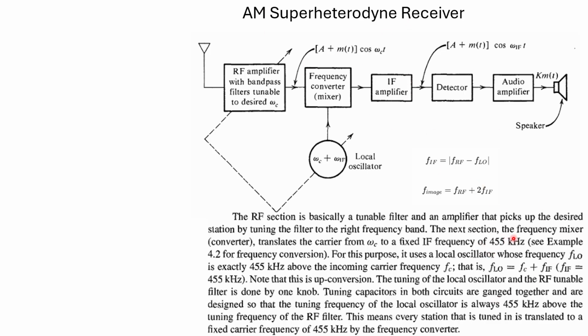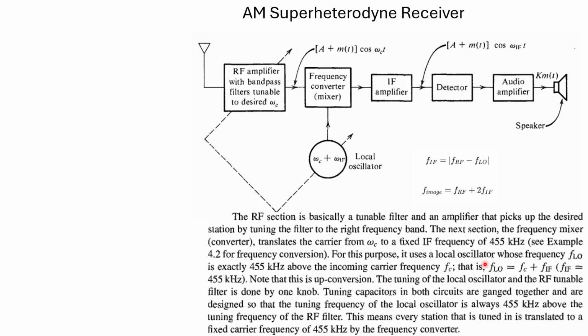Amplitude modulation superheterodyne, this 455 kilohertz, right? For this purpose, it uses a local oscillator. How will you convert exactly? That is why we are using a local oscillator, right? And the incoming frequency is fc. So f of LO will be f of c plus f of IF, right? So to the carrier frequency, you have to add that particular frequency so that it will give you the IF. Note that this is up conversion.